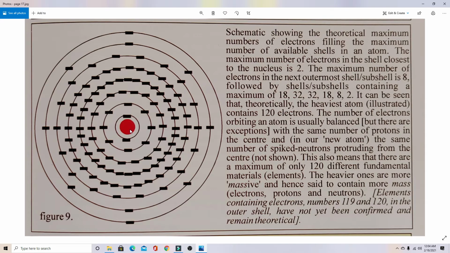Now, this is important when you look at the carbon atom, because we know the carbon atom is 666, right? So it has 6 electrons, protons, and neutrons. That means it has 2 electrons in the first shell, and then 4 electrons in the outer shell. Now, those 4 electrons in the outer shell, because carbon we know is the life-giving element.